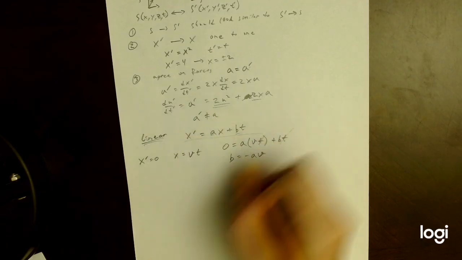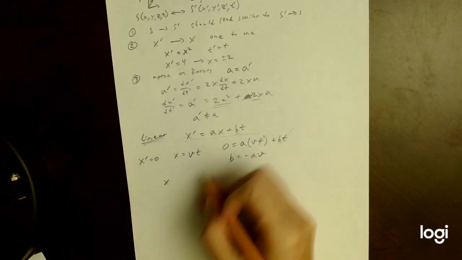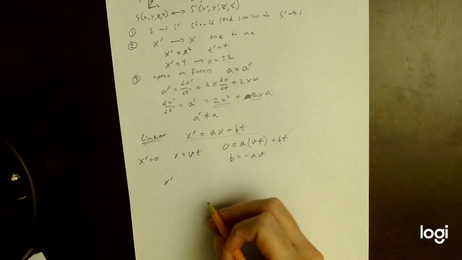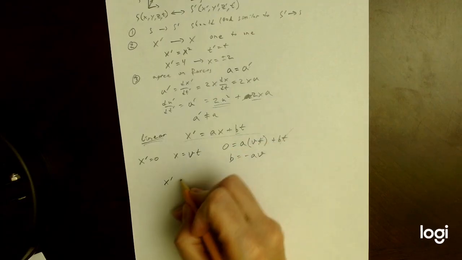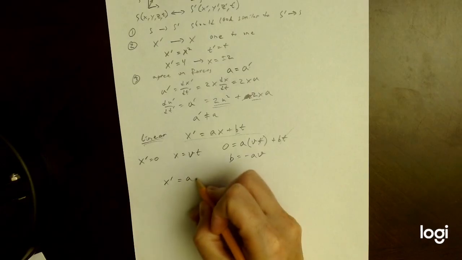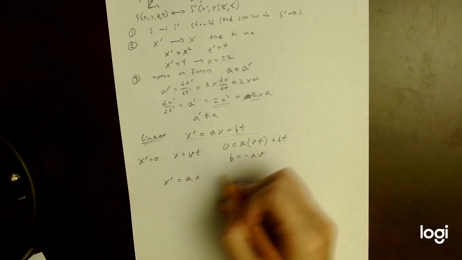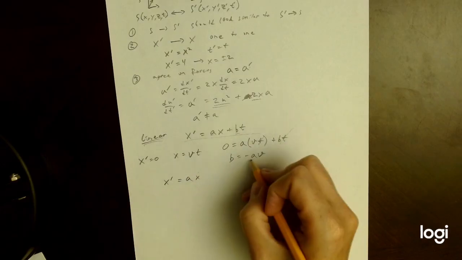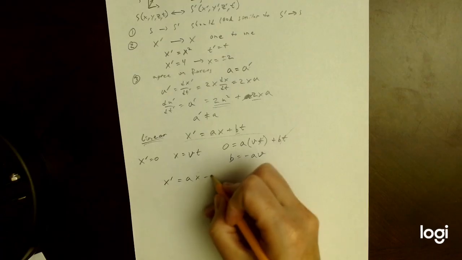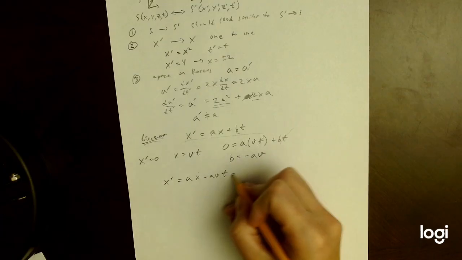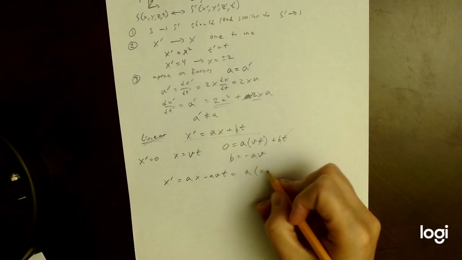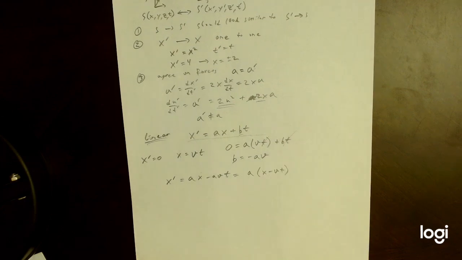So I can rewrite this linear relationship in terms of just one unknown constant a, rather than have both a and b. So I'll say a, and then we've got x, and then for b, I'm going to put minus a v times t. Or rather, I'm going to factor out that a, so x minus vt, like that.